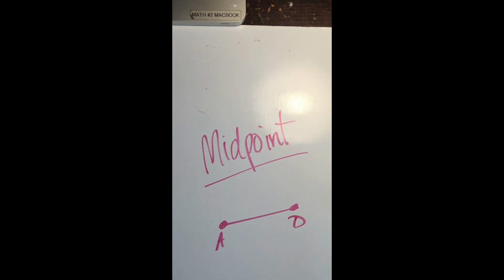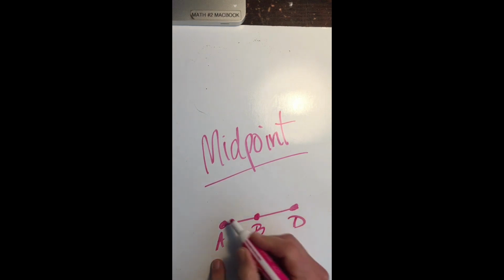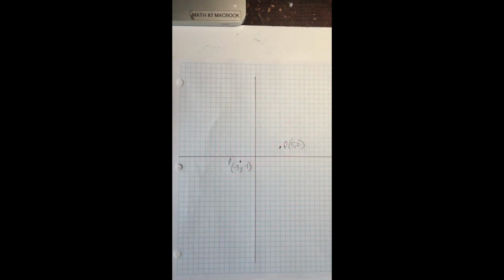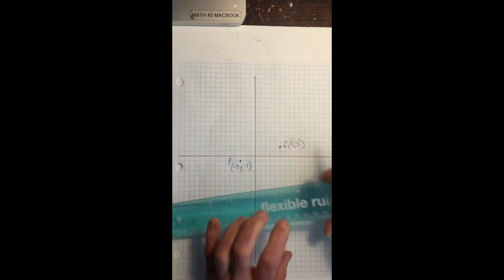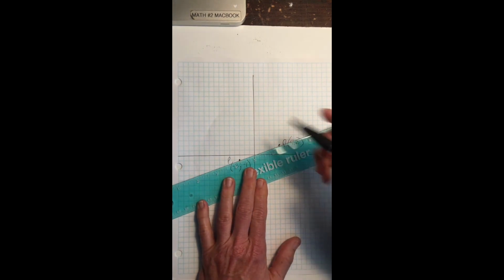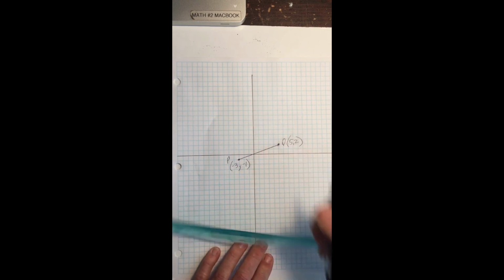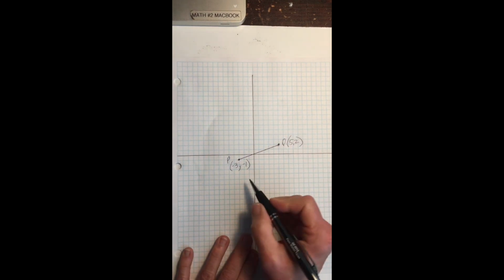Okay, the next thing we need to talk about is midpoint. And midpoint is exactly what it sounds like. It is the middle of 2 points. So say we had point A and point D. The midpoint would be, let's say, point B here, so that this distance would be equal to this distance. So in order to find the midpoint of these 2 points, we need to add the x values and divide that by 2, and then add the y values and divide by 2.